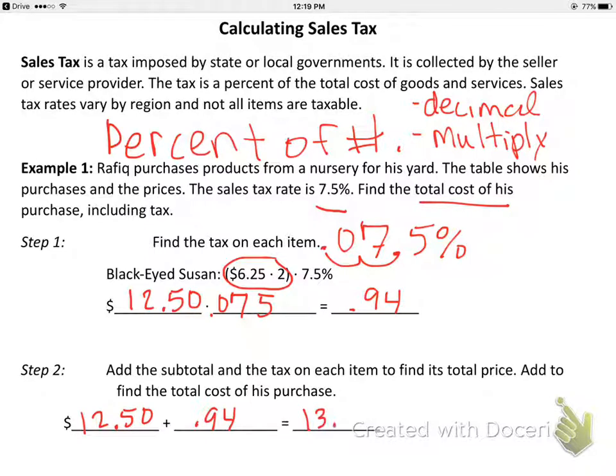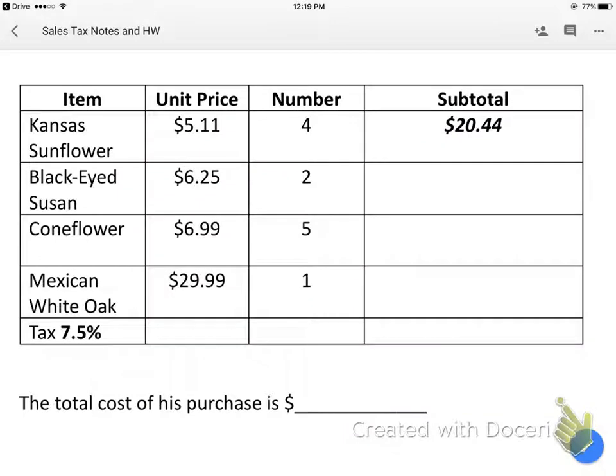And you've experienced this when you go into the store. You can't go into a store with $20 and buy $20 jeans. You have to buy less than that so you have enough for sales tax. So for our Black-Eyed Susan, we have 13.44. So we're going to do the same for all the other ones. So we have 6.99 for cone flour, and we have 5 of those. So our subtotal is 34.95.